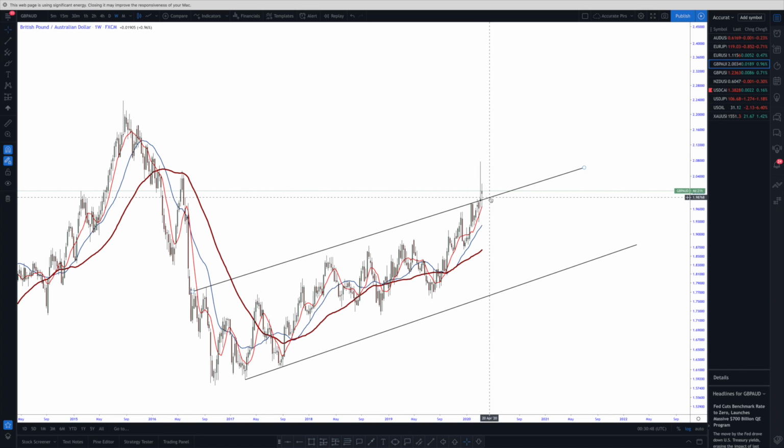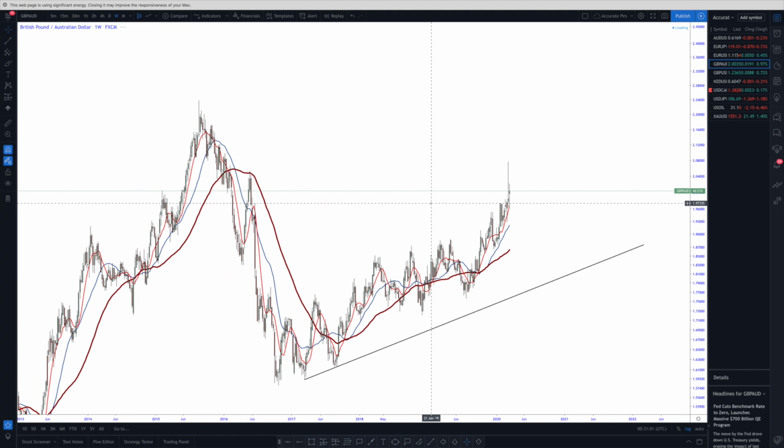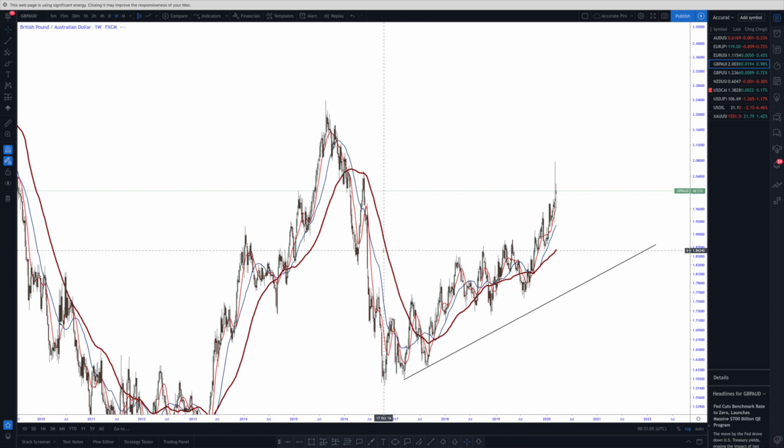Just broke out of this range. But still, I'm not seeing much on this pair. I don't see any major support or resistance levels I can put on.